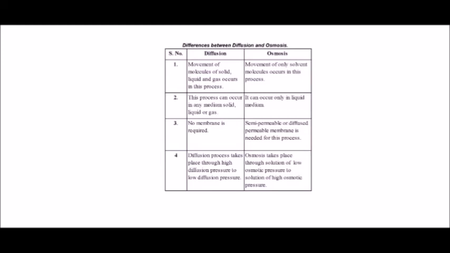In case of diffusion, no membrane is required. In case of osmosis, semi-permeable or differentially permeable membrane is needed. In case of diffusion, the process takes place through high diffusion pressure to low diffusion pressure, whereas in case of osmosis, it takes place through a solution of low osmotic pressure to a solution of high osmotic pressure.